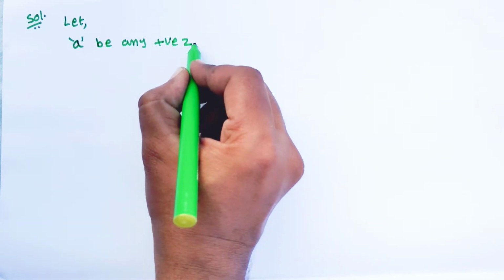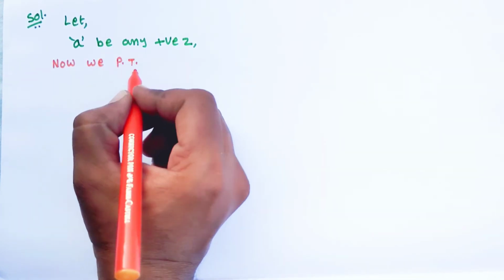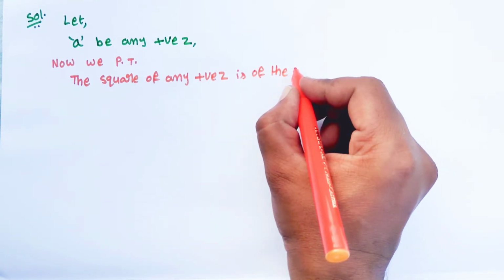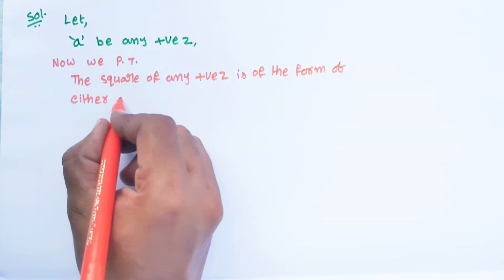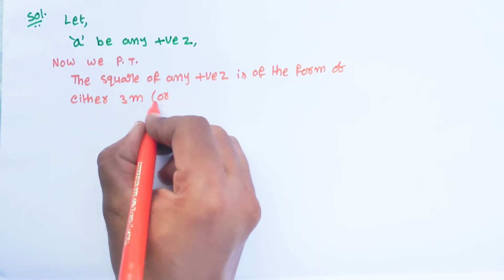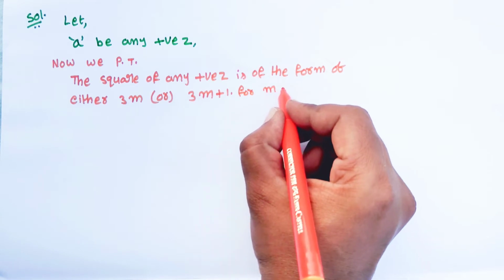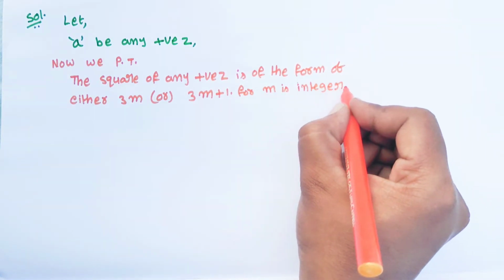Let a be any positive integer. Now we prove that the square of any positive integer is of the form either 3m or 3m plus 1, where m is some integer.